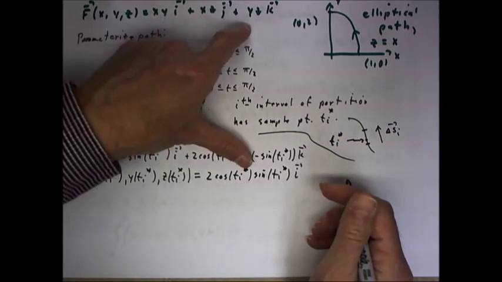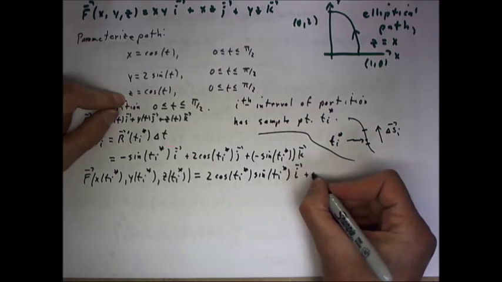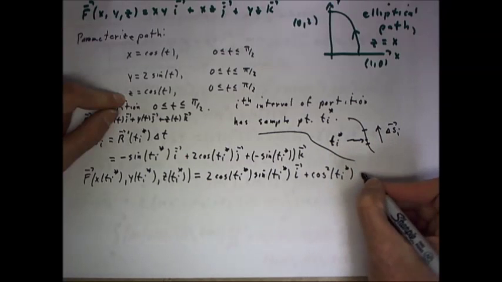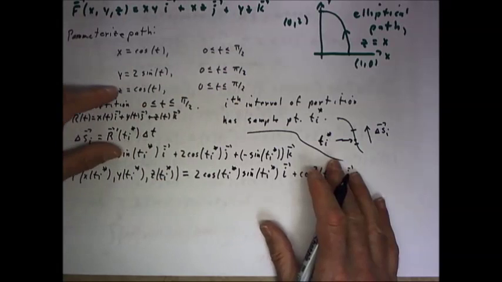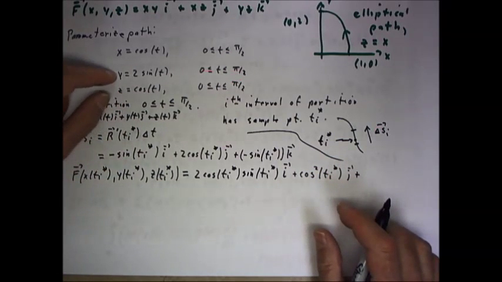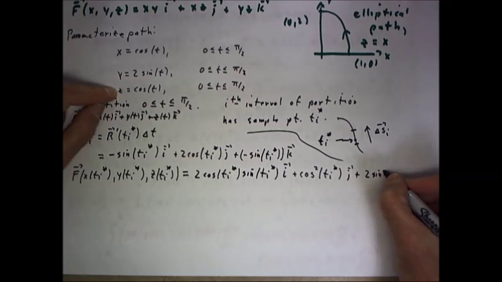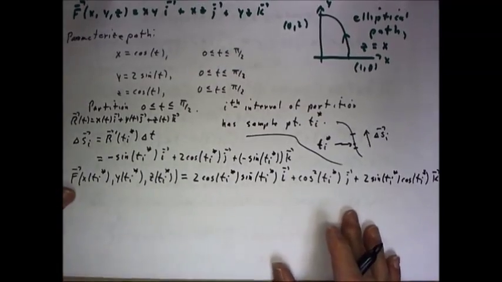The j component is going to be x times z, which is just going to be the cosine times the cosine. So that's going to be cosine squared of ti star times j, and then plus yz times k. Yz is going to be 2 sine of ti star cosine of ti star, and that's going to be times the k vector.